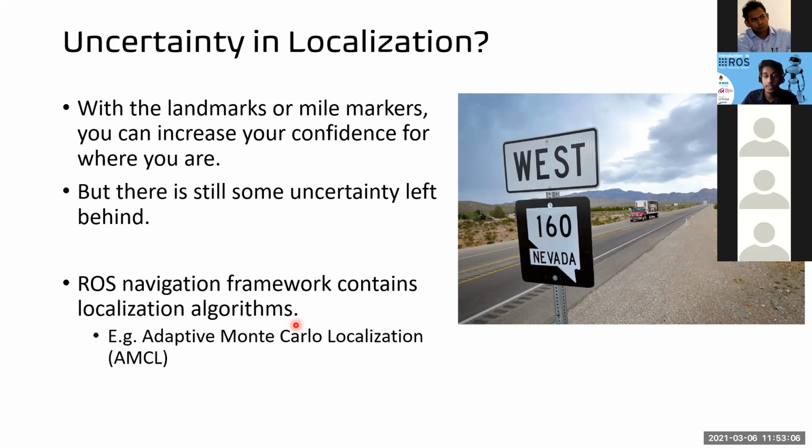And the ROS navigation framework contains localization algorithms. You don't have to implement everything from scratch. They are already available. One example is called AMCL, adaptive Monte Carlo localization. You don't need to know exactly the internal algorithm. You can just use that if you have the correct framework.